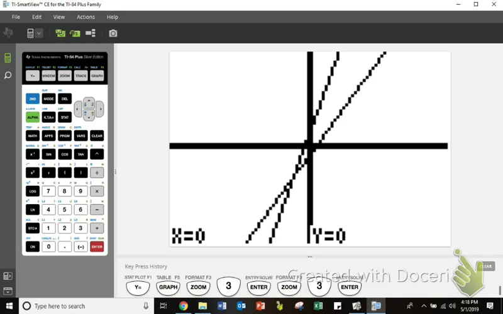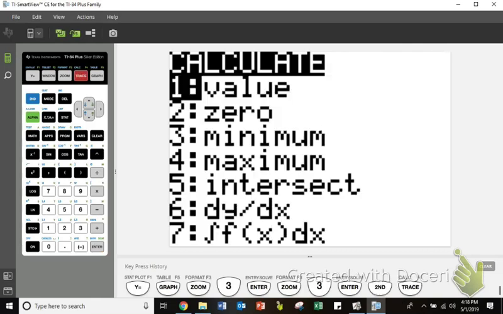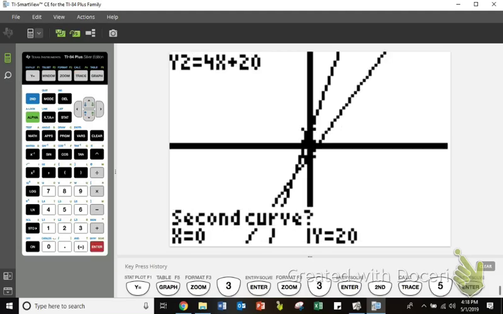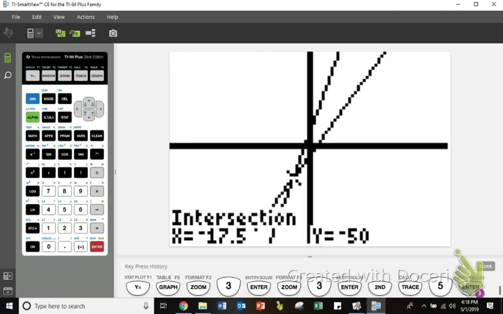Now you can clearly see that the two lines are intersecting, and we can go ahead and use our graphing calculator. Press second, trace, 5, enter, enter, enter. That then gives us the point of intersection at negative 17.5 comma negative 50. So that would be our answer for the first question in the opener.